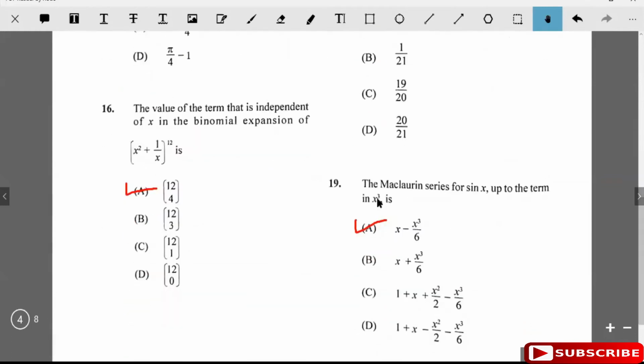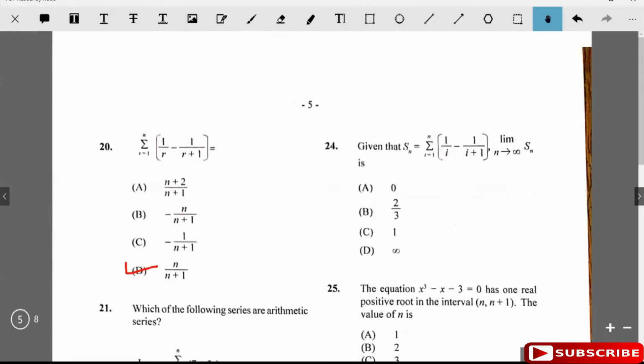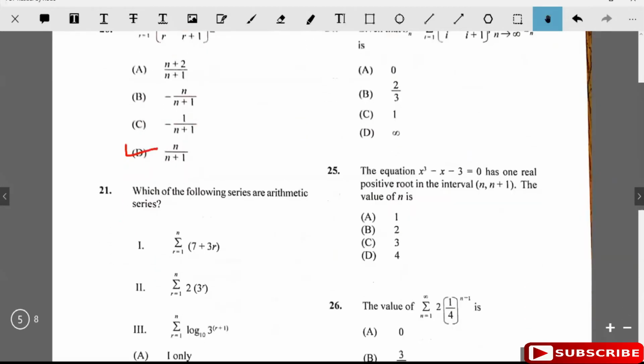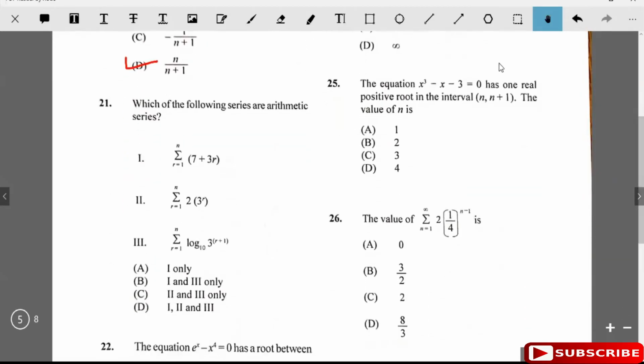Question 19 we do every week. Maclaurin series for sin x. That's x minus x cubed over 6. And then question 20, we did this in the last paper. And that's D. All right. So CO 2019, nice so far. Nice paper.